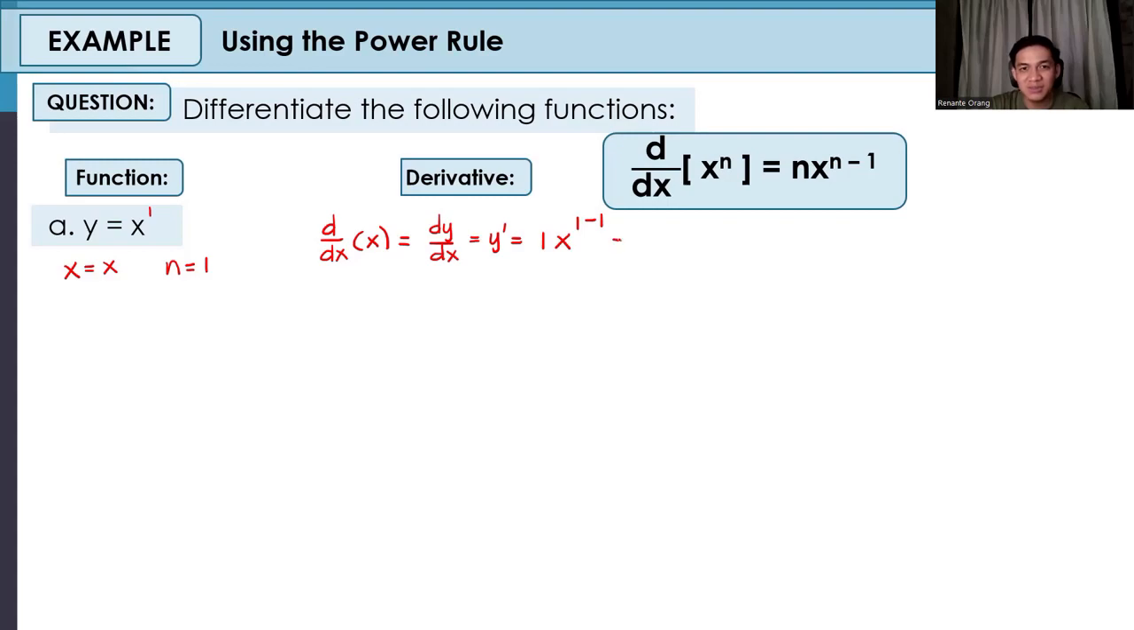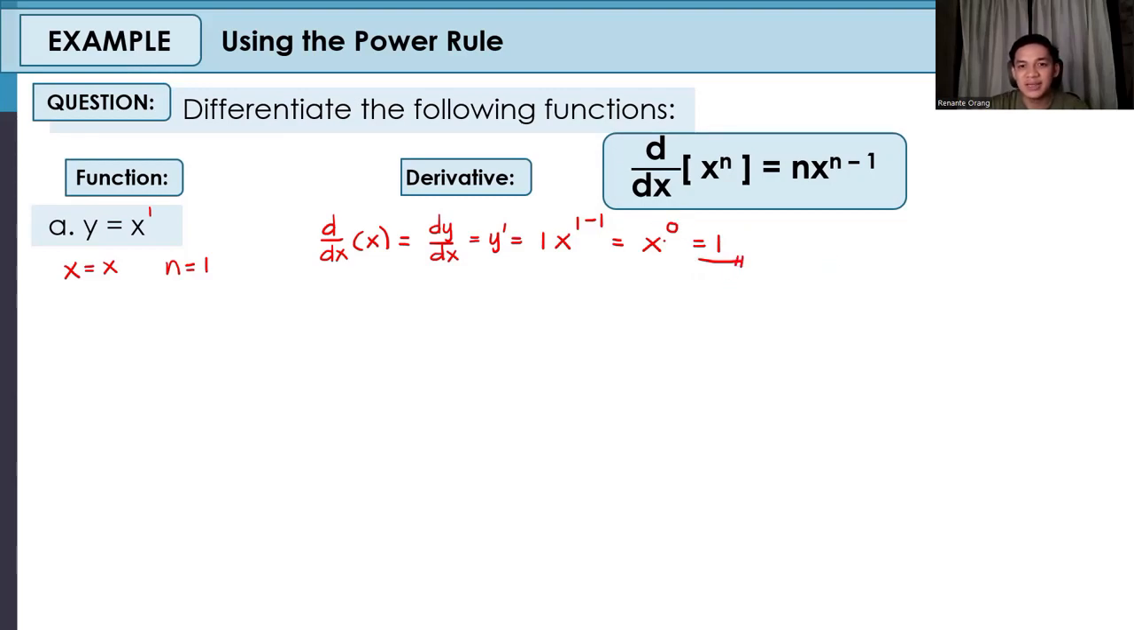Next thing that we need to do is to simplify. So, simplify natin. 1 multiplied by x is x. 1 minus 1 is 0. So, take note class, x raised to 0, ibig sabihin that is equivalent to 1. And that is our final answer.